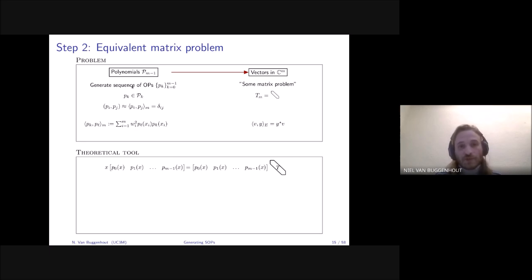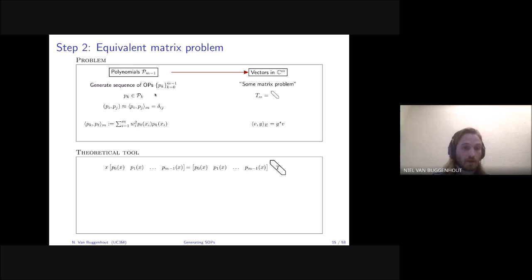What we want to do is connect it to the problem on the right-hand side, which is for now a non-defined matrix problem. However, we know what our result must be. It must be a tridiagonal matrix which contains the recurrence coefficients of these orthogonal polynomials. And we also know what the inner product is on this space. It is the usual Euclidean inner product on two vectors. So V and Y on the right, in the problem box on the bottom, is the Euclidean inner product of two vectors in C^m, so of size m.